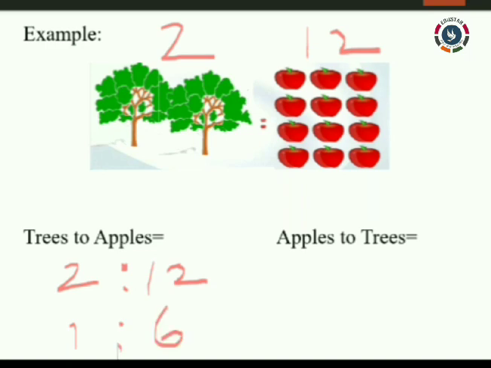Like that, apples to trees. How many apples are there? 12 apples. And how many trees? 2 trees. Can you do simplification? Yes. 6:1. Now check 1:6 and 6:1. Both are not equal. So while writing ratio, you have to remember one thing. The order of the number is very important.